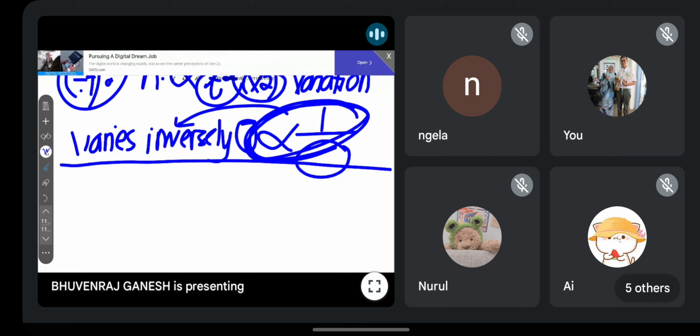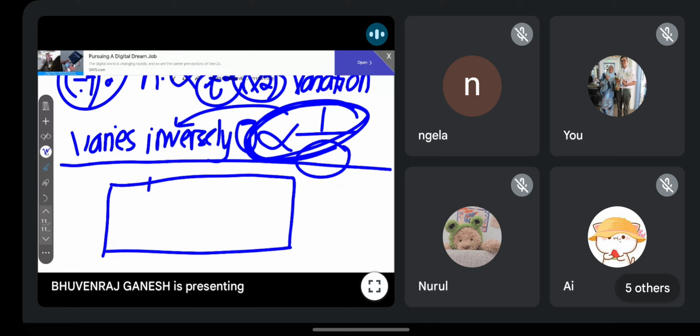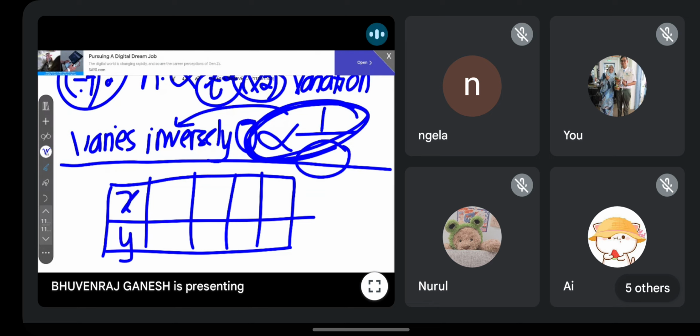Okay guys, I want to ask you all one thing. Let's say, saya bagi jadual kat kamu lah. I give you all a table. X and Y, ya. So I start like this. 8 and 4. Okay, and then, so guys, I want to ask you all, is this inverse variation?